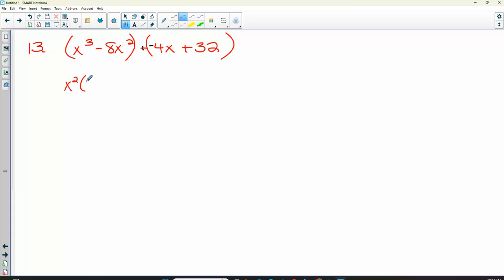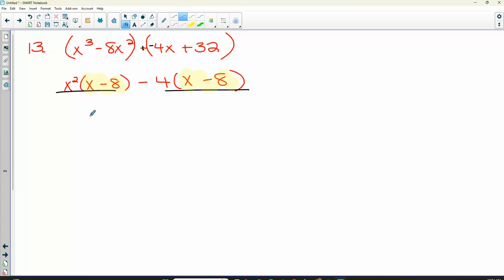And that leaves x minus 8. Second one, negative 4x plus 32. What can we take out? Negative 4. And we took out a negative because we want that first term positive. That's x minus 8. At this point, we have 2 terms. Grouping worked if you have the same thing in the parentheses, which we do.